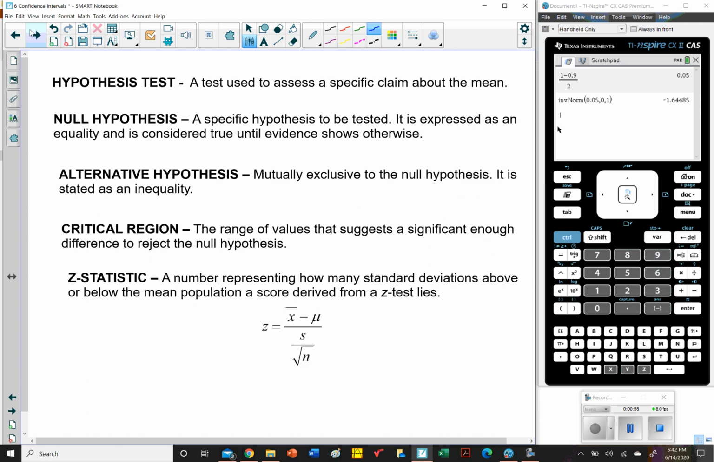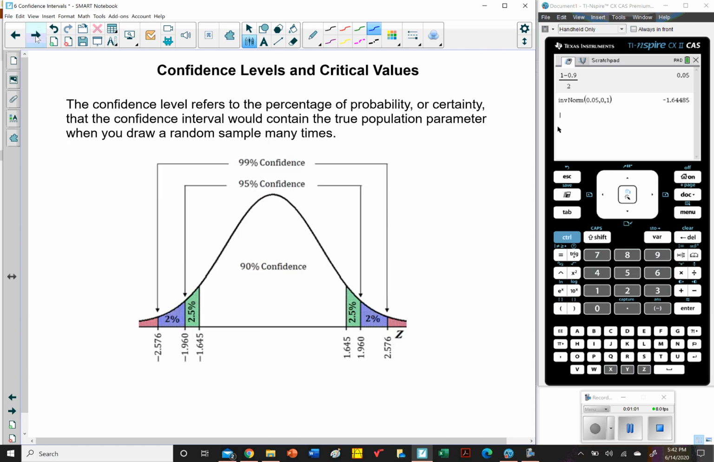So these are all the vocabulary terms and formulas that could be used in this lesson. The confidence level refers to the percentage of probability or the certainty that the confidence interval would contain the true population parameter when you draw a random sample many times. So we need a large sample and it's got to be random. And here is the standard bell curve showing where 90% of the confidence interval lies, then 95%, and then 99%. We're going to look at getting these values down here next.